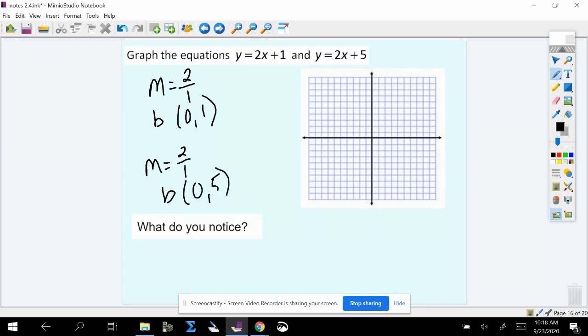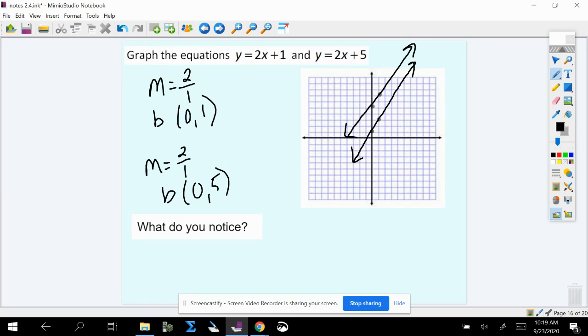So you're going to start at (0, 1), and from that point, I'm going to go up 2 over 1, up 2 units over 1 unit, get that point, and then draw that line. And then for the second line, I'm going to go to (0, 5), so go up 5 spaces on the y-axis, 1, 2, 3, 4, 5. And then I'm also going to go up 2, right 1, and then connect those points.